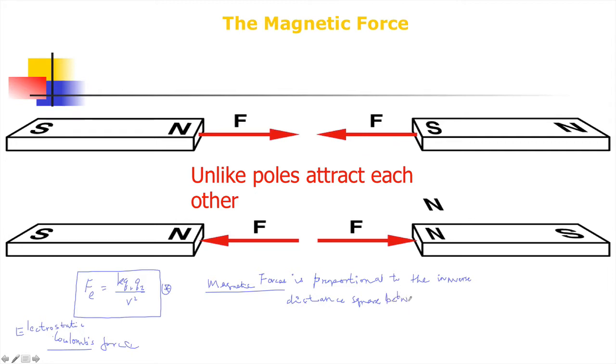In a slightly more advanced class, we'll definitely use a similar kind of equation to solve for the magnetic strength of force. But for now, it's enough to understand that the forces were experimentally observed to change in proportion to the inverse distance square between the magnets. It's similar to what happens in electrostatics.